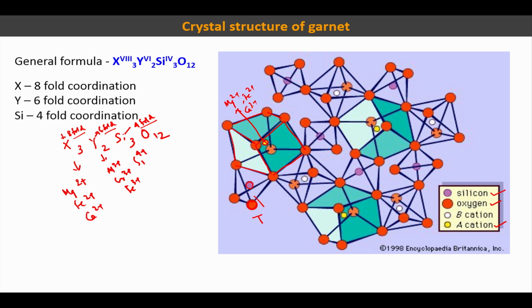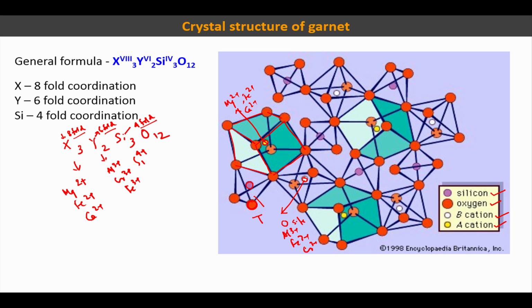The Y site, which is your cation B, will go in this diagram. In this one you have a trivalent cation. So this is your octahedral site, and this is your 8-fold coordination in the case of magnesium, iron and calcium. Here you have aluminum 3+, Fe 3+ and chromium 3+.